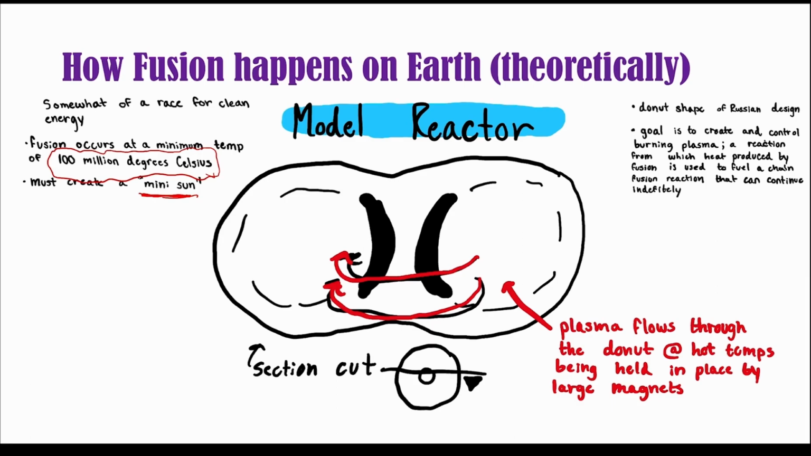So I kind of drew what your basic reactor looks like when you're looking at all of these different trials and different people trying to create nuclear fusion. What are they doing it in? Well, this reactor is donut shaped. It's a Russian design, but it's used pretty much all over.